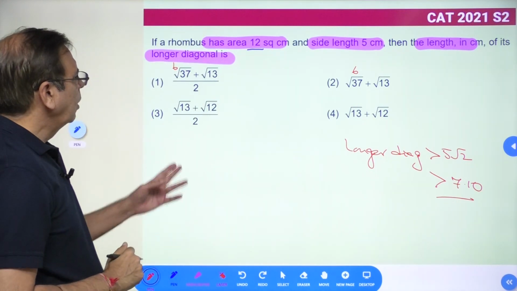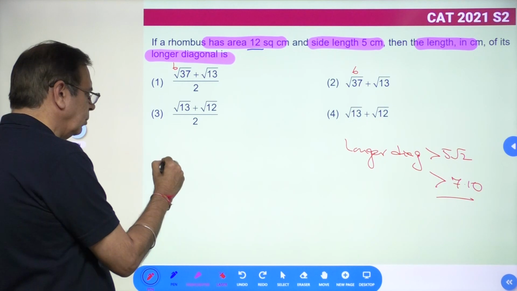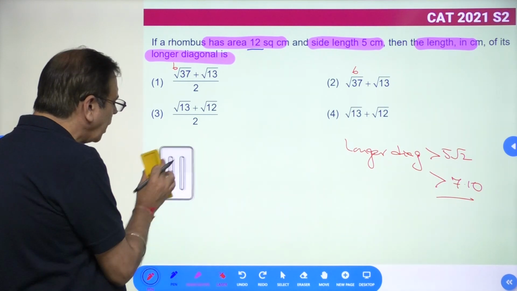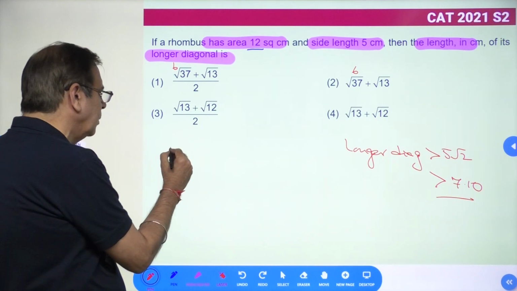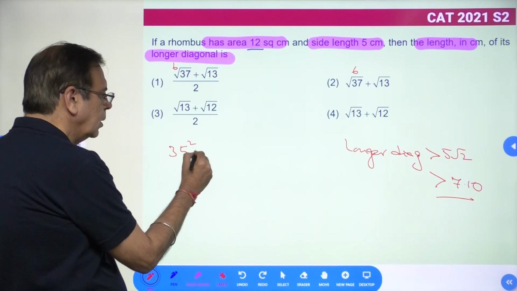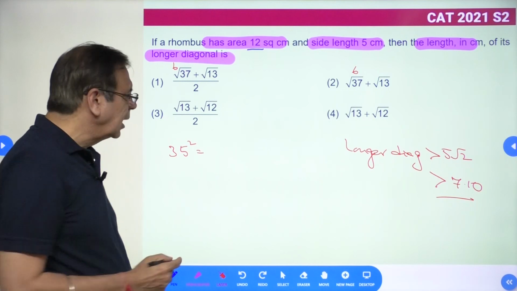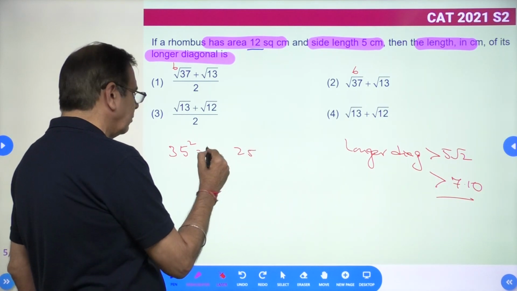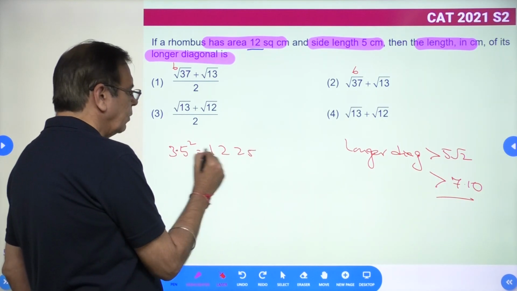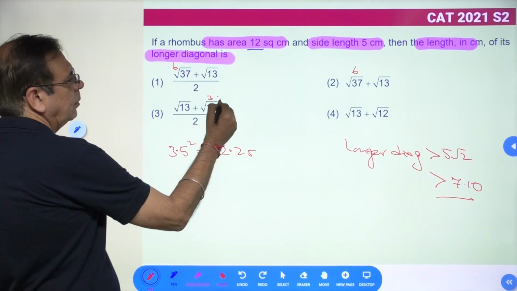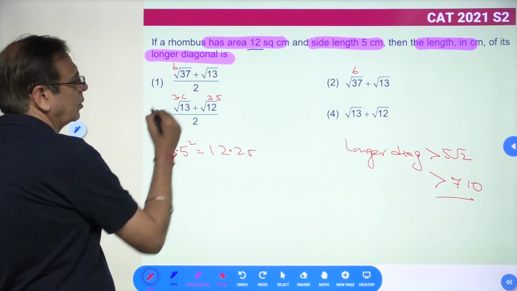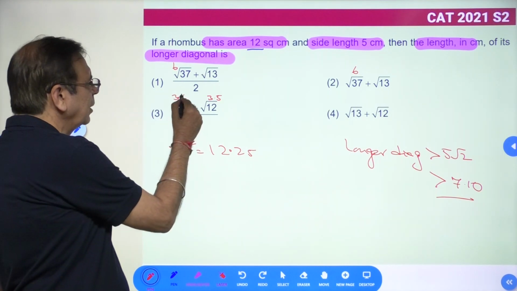Okay. Now we have under root 13 and under root 12. What is 3 square? 9. 4 square? 16. So both of these will be between 3 and 4. 3.5 square. 3.5 square तो सबको निकालना आता होगा. Right hand side 25. 3 4s are 12. So 3.5 square will be 12.25. So can I say this is approximately 3.5 and this is approximately 3.6. Approximate कर दें, हमें कोई problem नहीं है.